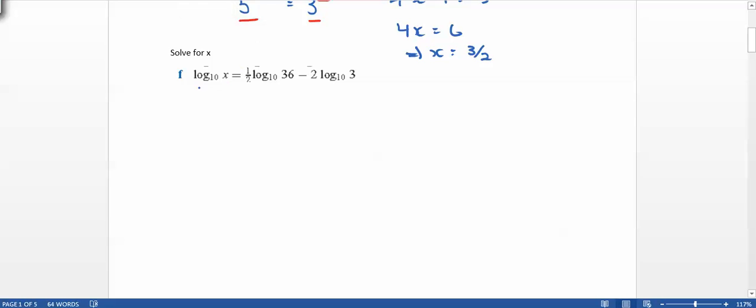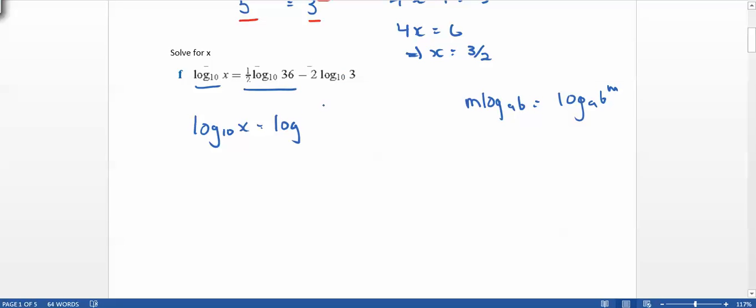First of all, let's keep the left-hand side. We're solving for x, but let's simplify the right-hand side. One of your laws is the log law, which is n log base a of b is equal to log base a of b to the power of n. So we've got to do the power law in reverse over here. That's what we're going to start with. So we've got log base 10 of x on the left-hand side, is equal to log base 10 of 36 to the power of a half. Well, 36 to the power of a half is the square root of 36, which is 6.